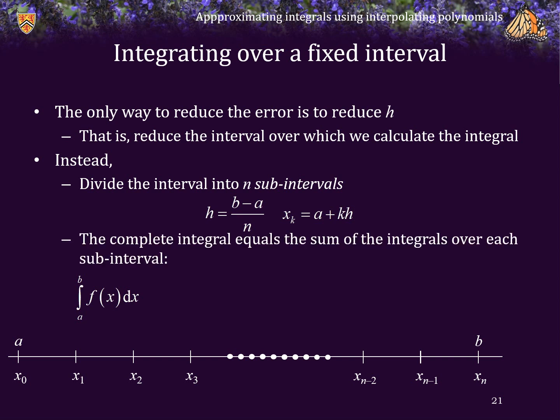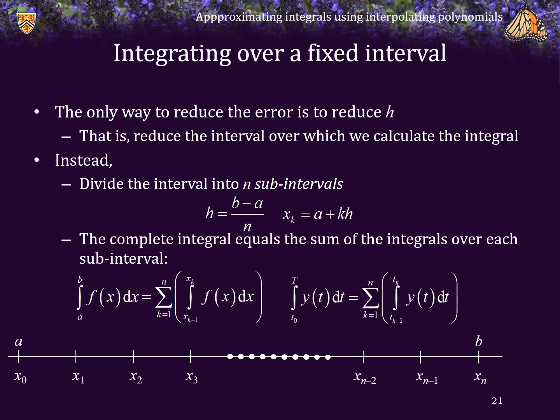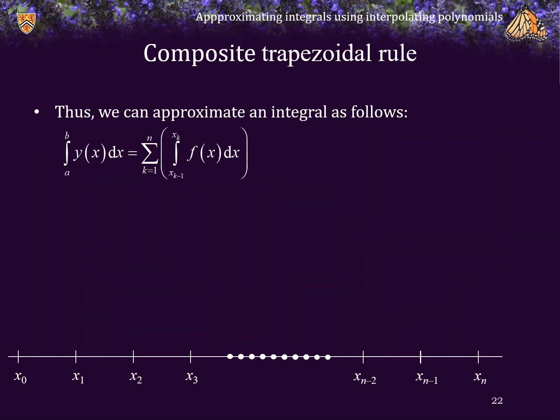What we will now do is approximate the integral on each of these subintervals and add them all up. By definition, these two should be equal. If we calculate the area under the curve on each of the subintervals, then the sum of those should be the entire integral from a to b. And of course, the same formula works if we're dealing with time. Thus, we can approximate the integral as follows.